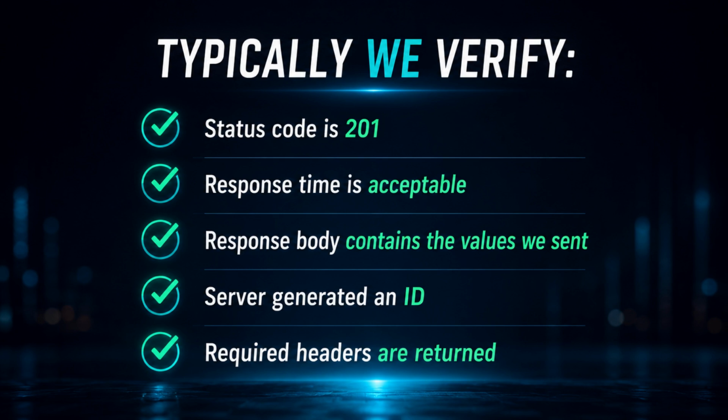Creating the resource is only part of API testing. We also need to validate the response. Typically, we verify the status code is 201, response time is acceptable, the response body contains the values we sent, the server generated an ID, and required headers are returned. These validations ensure that the API behaved correctly.